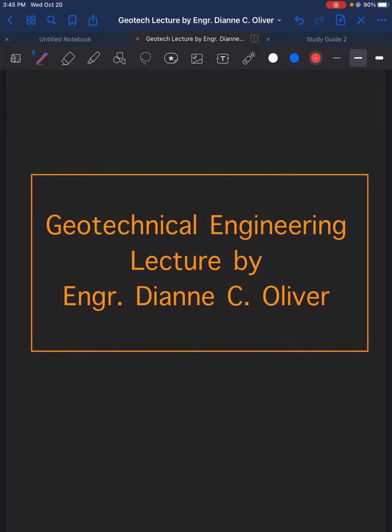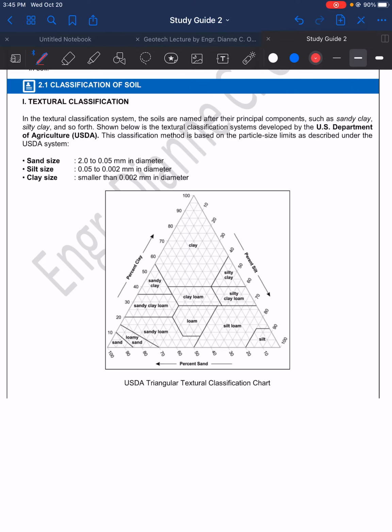Welcome to our next topic in Geotechnical Engineering, and that is classification of soil. In general, there are two major categories into which the classification systems developed in the past can be grouped. So these are the textural classification, and the second one is the classification based on the engineering properties or engineering behaviors of soil. So for the textural classification system, the soils are named after their principal components such as sandy clay, silty clay, and so forth.